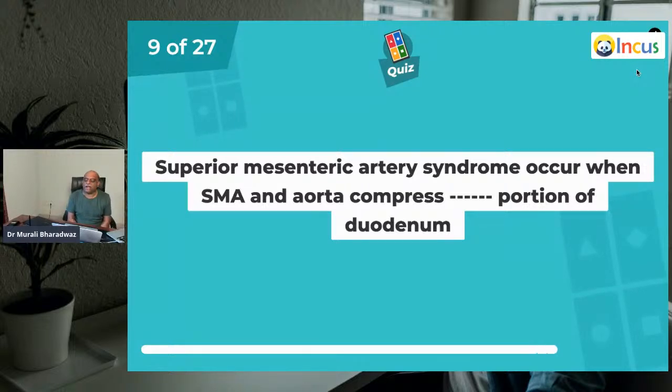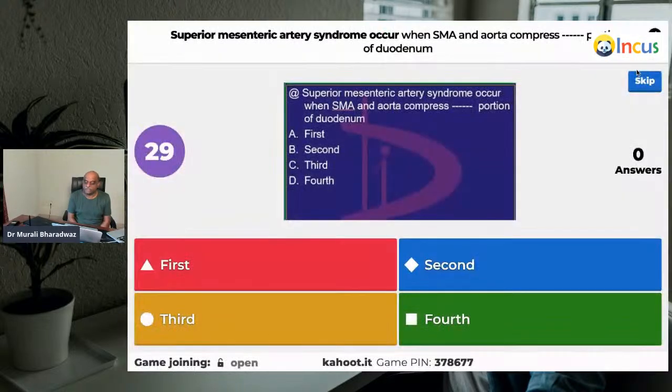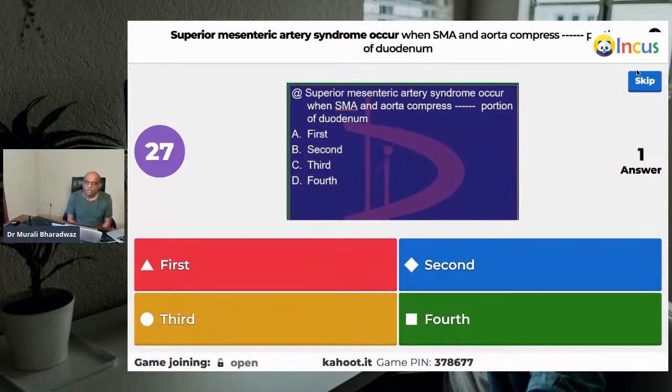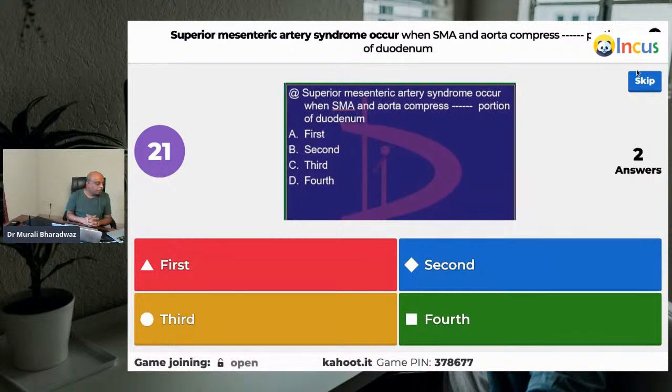Superior mesenteric artery syndrome occurs when the superior mesenteric artery and aorta compress. Which part of the duodenum is a very important question. Punch. Which part of the duodenum?